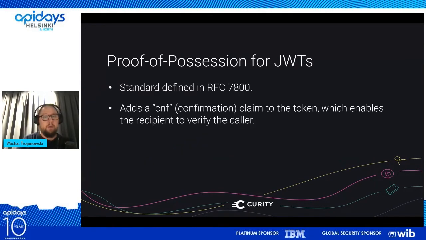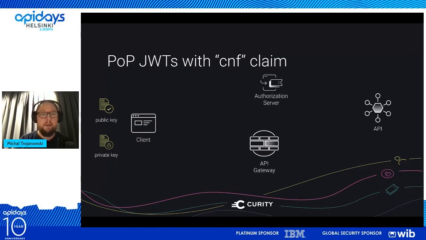Proof of possession can be implemented in different ways, and one of those ways is a standard defined in RFC 7800, and it's a proof of possession for JWTs. The standard adds a cnf claim, confirmation claim, to the token, and that claim enables the recipient to verify the caller. So let's see how it works.